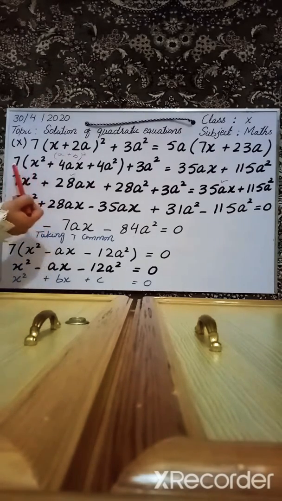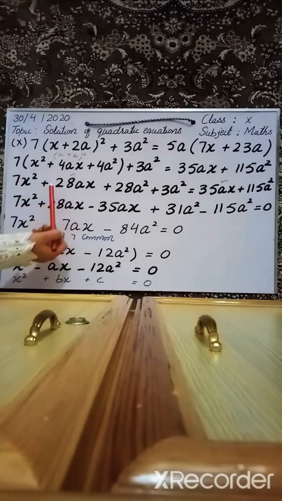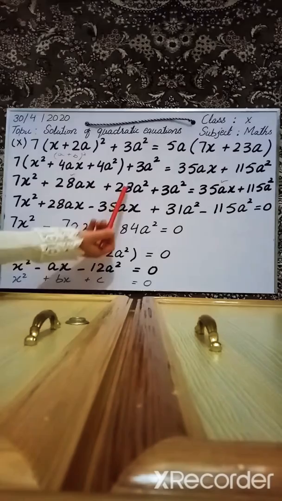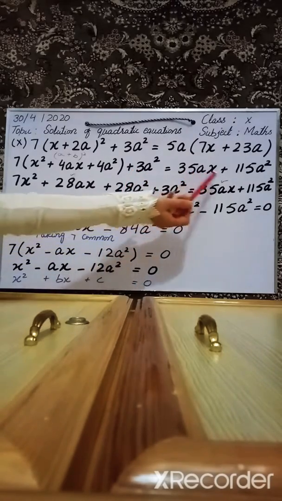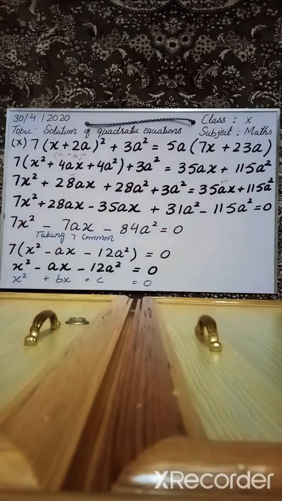Ahead we have to proceed. Again we can see here that we have a round bracket, so 7 can be multiplied with this. 7 4's are 28, 7 4's are 28, 3a is written as square, then these terms are written as it is.